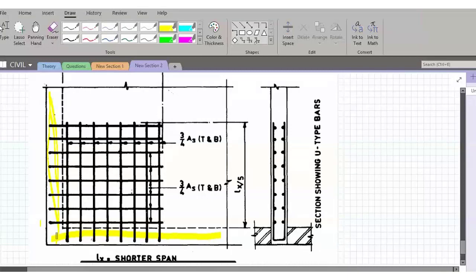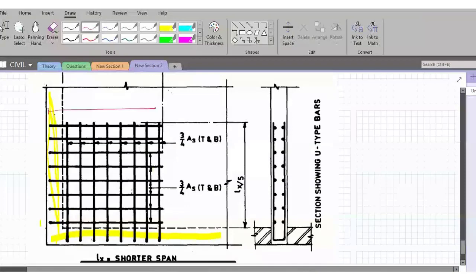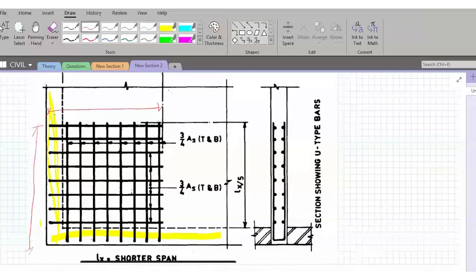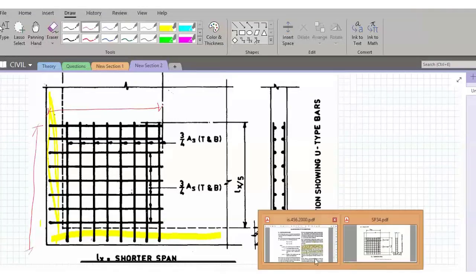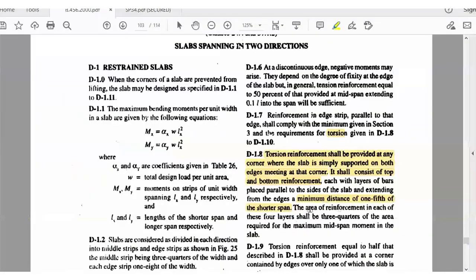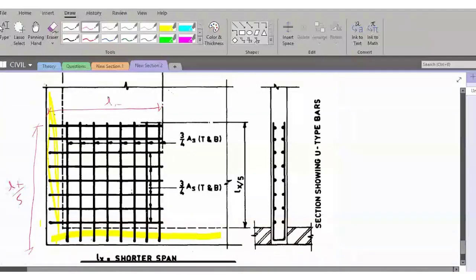How are you actually providing it? The question is, what will be the span? How much should be this length? You can see you have some kind of mesh. Okay, so let us see the code. What is written? Each with layers of bars placed side to side, extending from the edges a minimum distance of 1/5 of the shorter span. So it is clear that this distance has to be Lx by 5, and this distance also has to be Lx by 5. So this bar has to be of length Lx by 5 in this direction. In this direction also, this bar has to be given a length of Lx by 5.